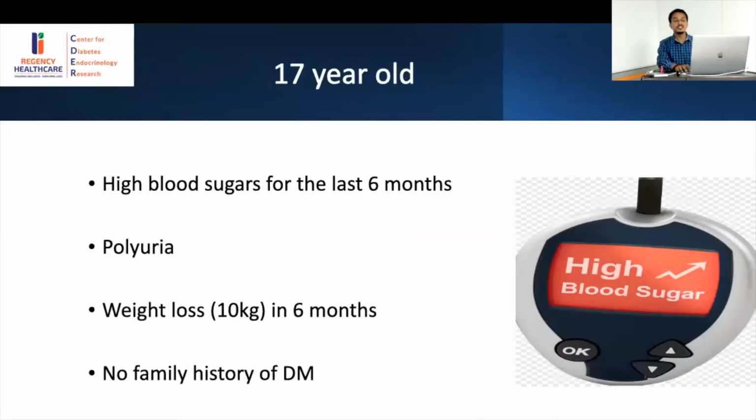This was a case of a 17-year-old who presented to us with high blood sugars for the last 6 months, had osmotic symptoms, had polyuria, weight loss of around 10 kgs in the last 6 months. Importantly, there was no family history of diabetes mellitus. So this is not genetics. So we can't say de novo mutations can occur.